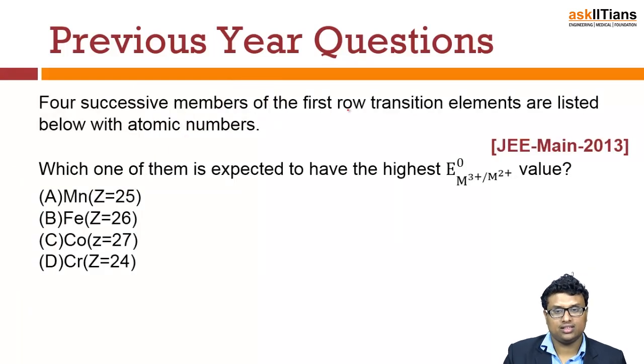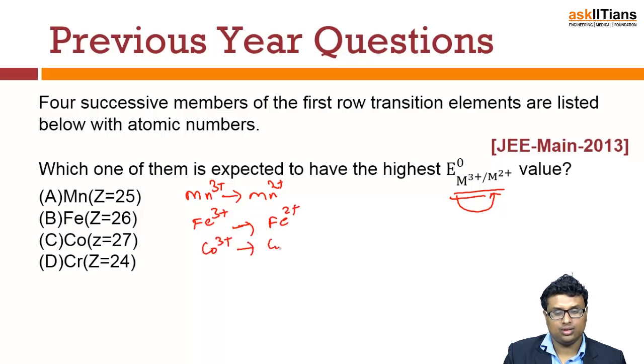For successive members of the first row of transition elements listed below with atomic numbers, which of them is expected to have higher E° M3+ to M2+ value? So this is again interesting. You have to actually see Mn3+ to Mn2+, Fe3+ to Fe2+, Co3+ to Co2+. So you are talking about the reduction here, Cr3+ to Cr2+.